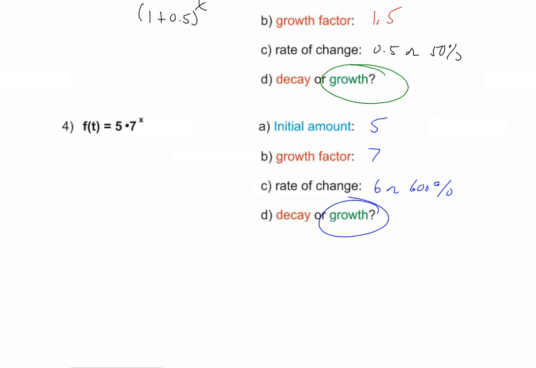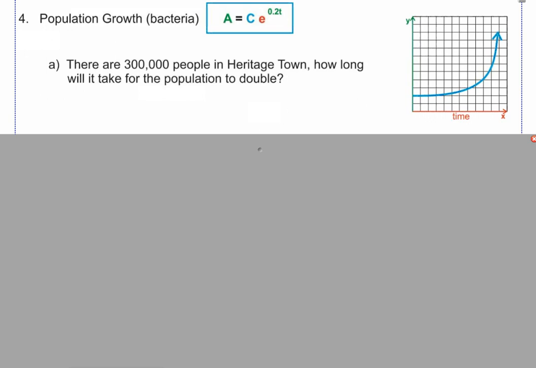Again, what's the rate of change? 1 plus 6 must have been the base. And what is 6 in percent form? 600%. I see no hands, so I'm rolling on.